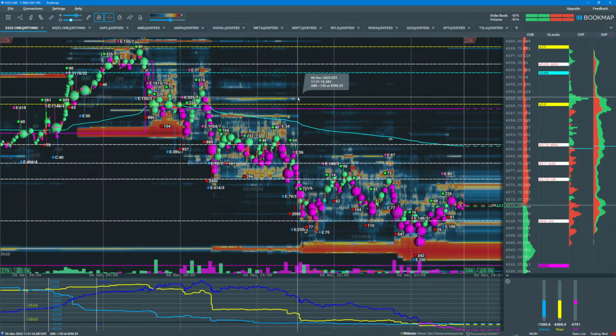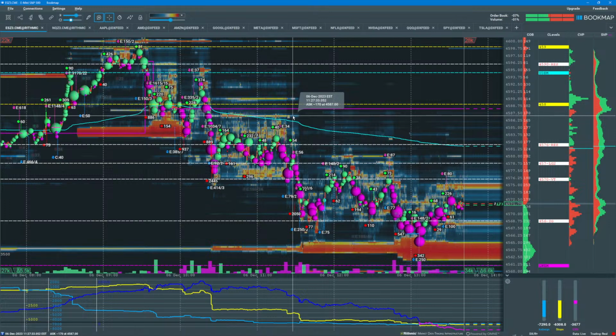All right, so that's news. Now let's take a look at positional analysis. I want to start with the S&P 500. This is the ES futures and Bookmap. Before I take a closer look at this chart, I want to take a look at a larger time frame.